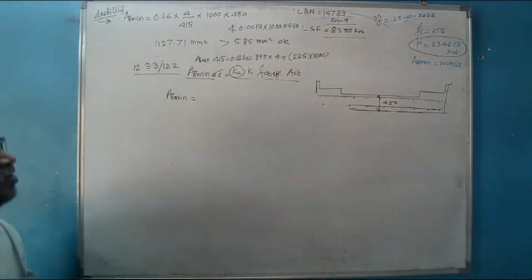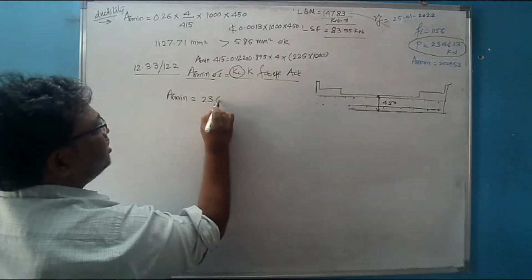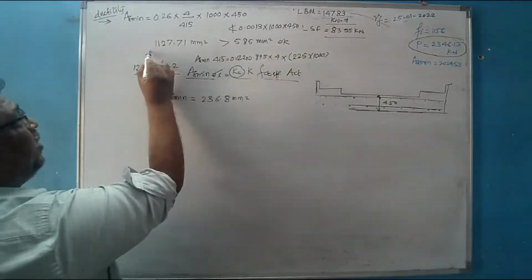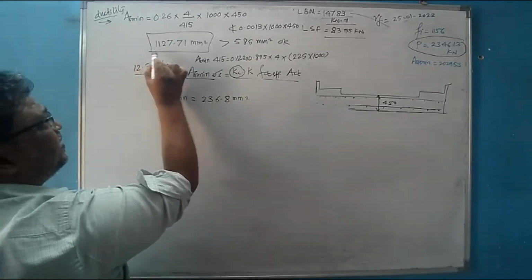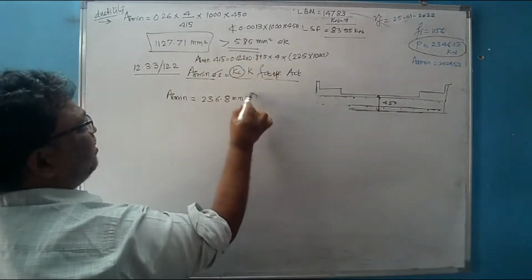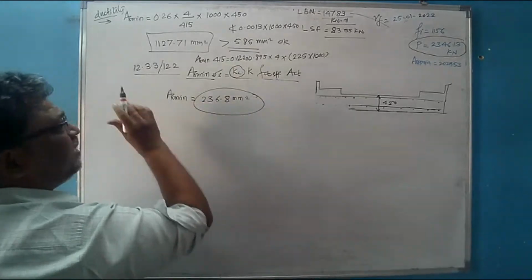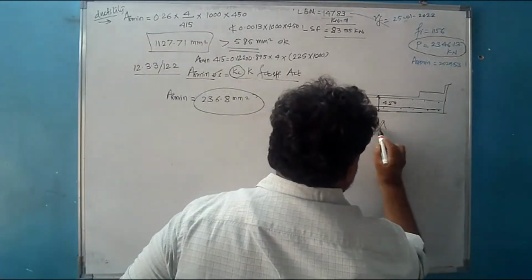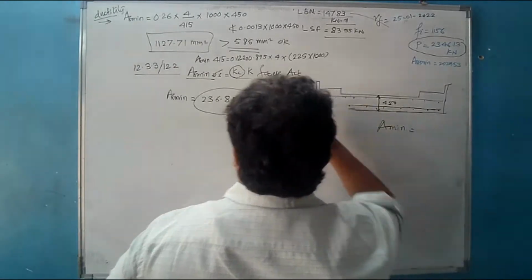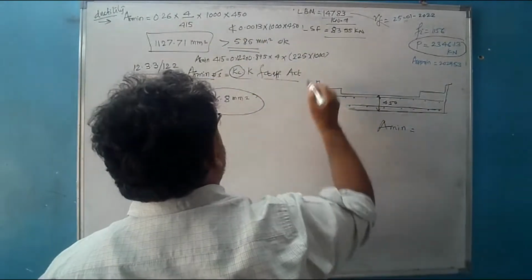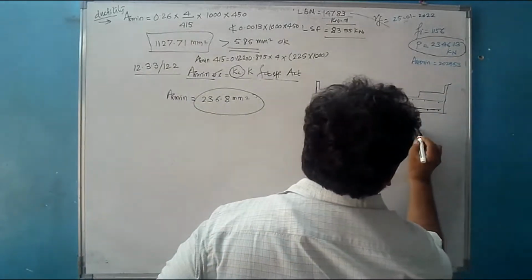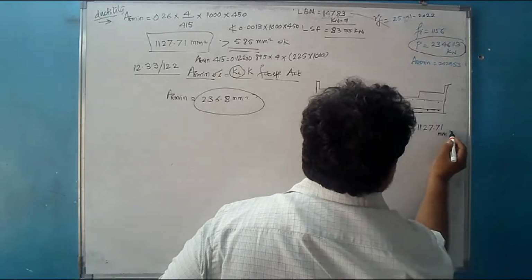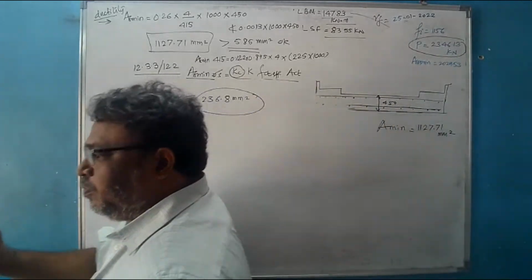236.8 mm square. See, minimum area of steel इतना रहना चाहिए ductility criteria से, इससे ज्यादा रहना चाहिए. Then what is the conclusion? What must be the minimum area of steel? जो ये सब में maximum है, that is the minimum area of steel to be provided. So I will consider 1127.71 mm square is the minimum area of steel to be provided.